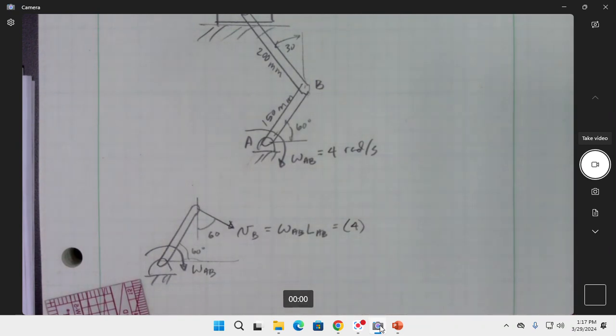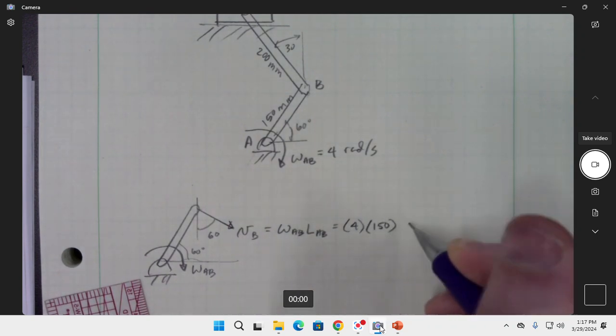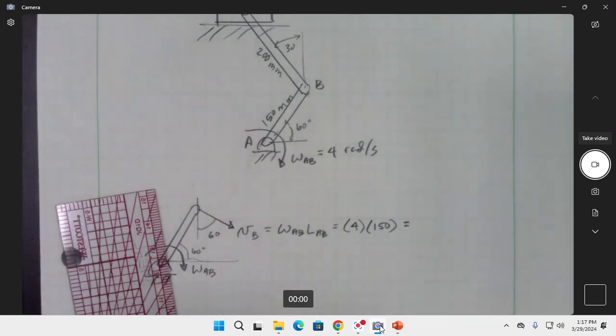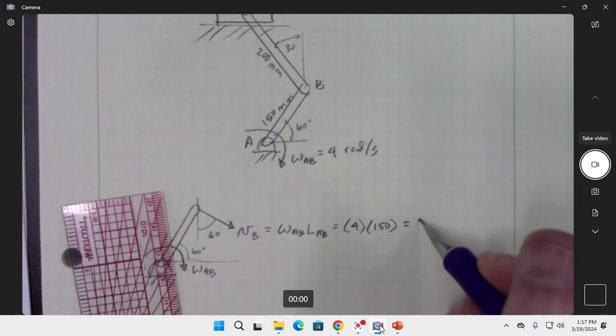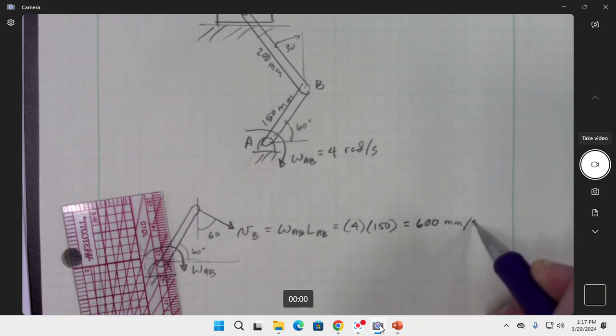And is it worth changing to meters? You can keep it in millimeters. We'll keep it in millimeters. Why not? 150 millimeters. And then off the top, I should have brought my calculator, but I think that's going to be 600, right? Millimeters per second.